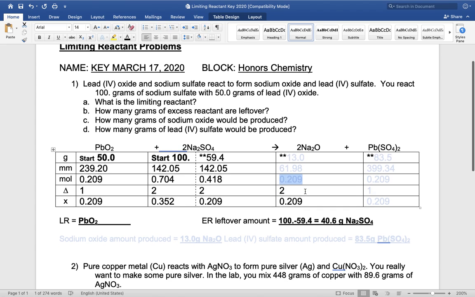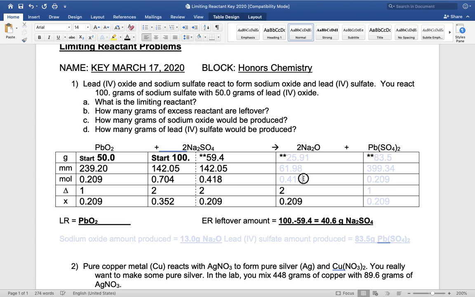Gives me 0.418 and then 0.418. Sorry, I kind of had to do this calculation on my calculator because I made an error. So 0.418 times 61.98 gives me a final answer of 25.91.